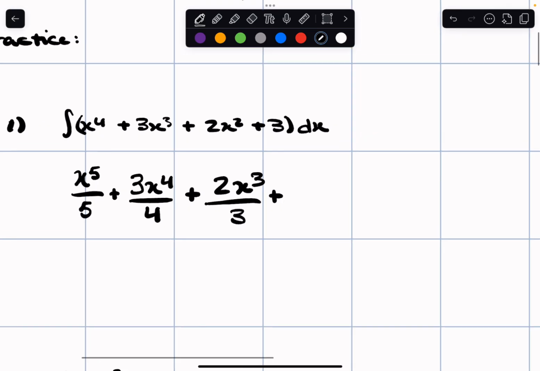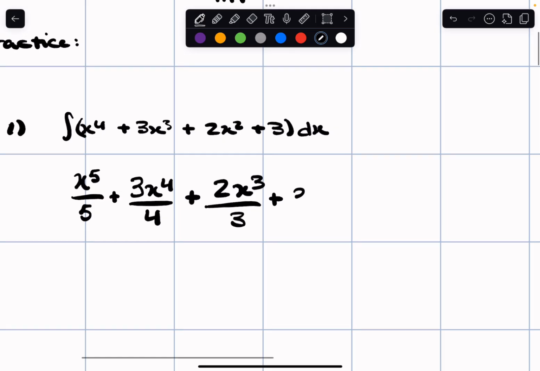so it's just going to be 3x, because when we add 1, and then we divide by 1, because remember, it's technically x to the 0, and then we add 1, divide by 1, we get x, and plus c.